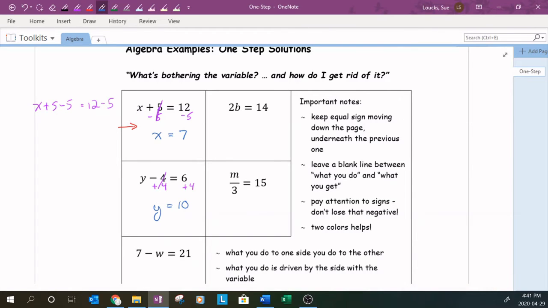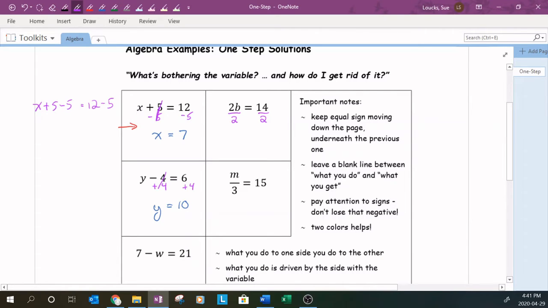So just to remind you, I'm looking at 2b equals 14. A number beside a letter, or two letters beside each other, means multiply. So this actually means 2 times b equals 14. What's bothering the variable? What's bothering the b? The 2, right? How do I get rid of it? Well, it's multiplied together, so I need to unmultiply, which is dividing. So I'm going to divide the left side by 2, and I'm going to divide the right side by 2.